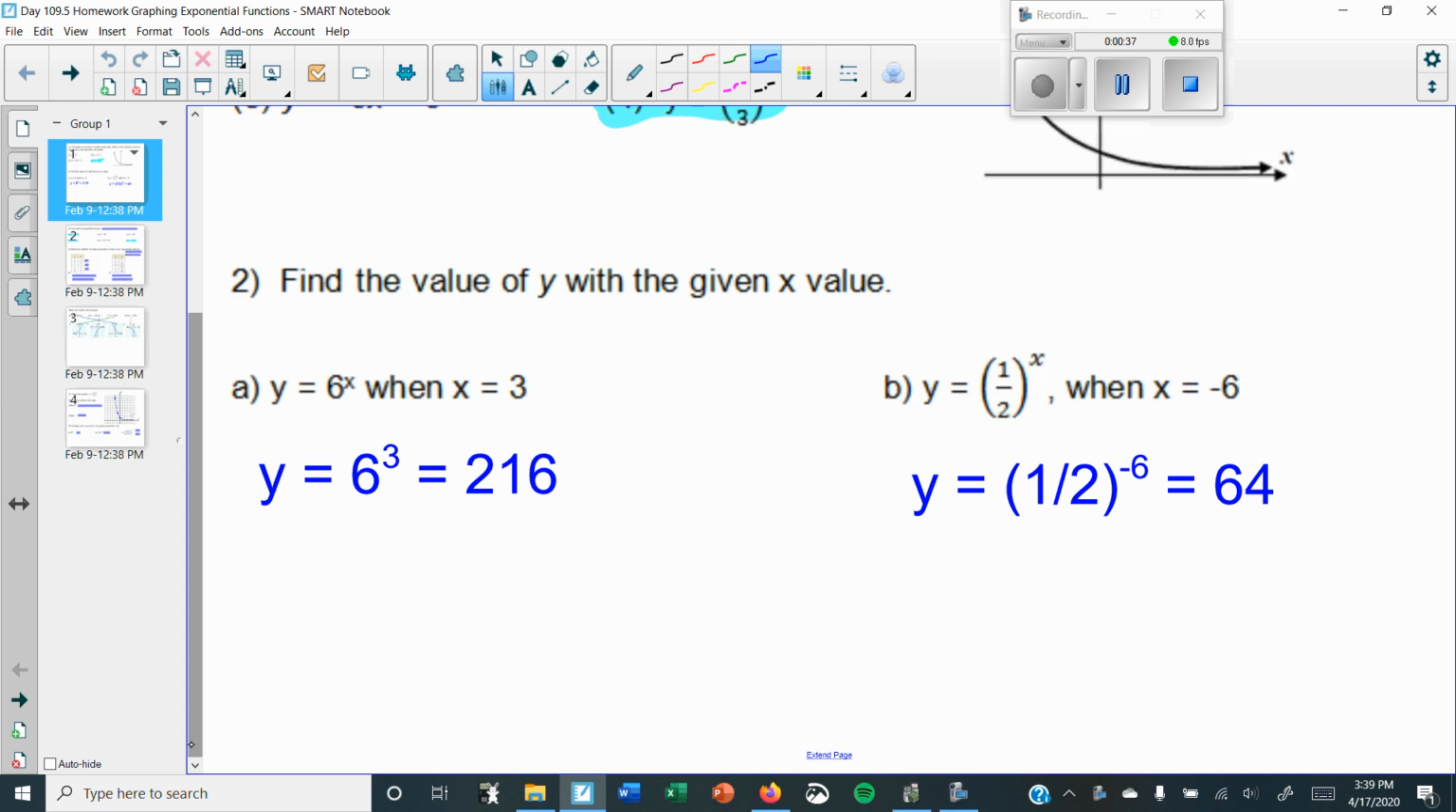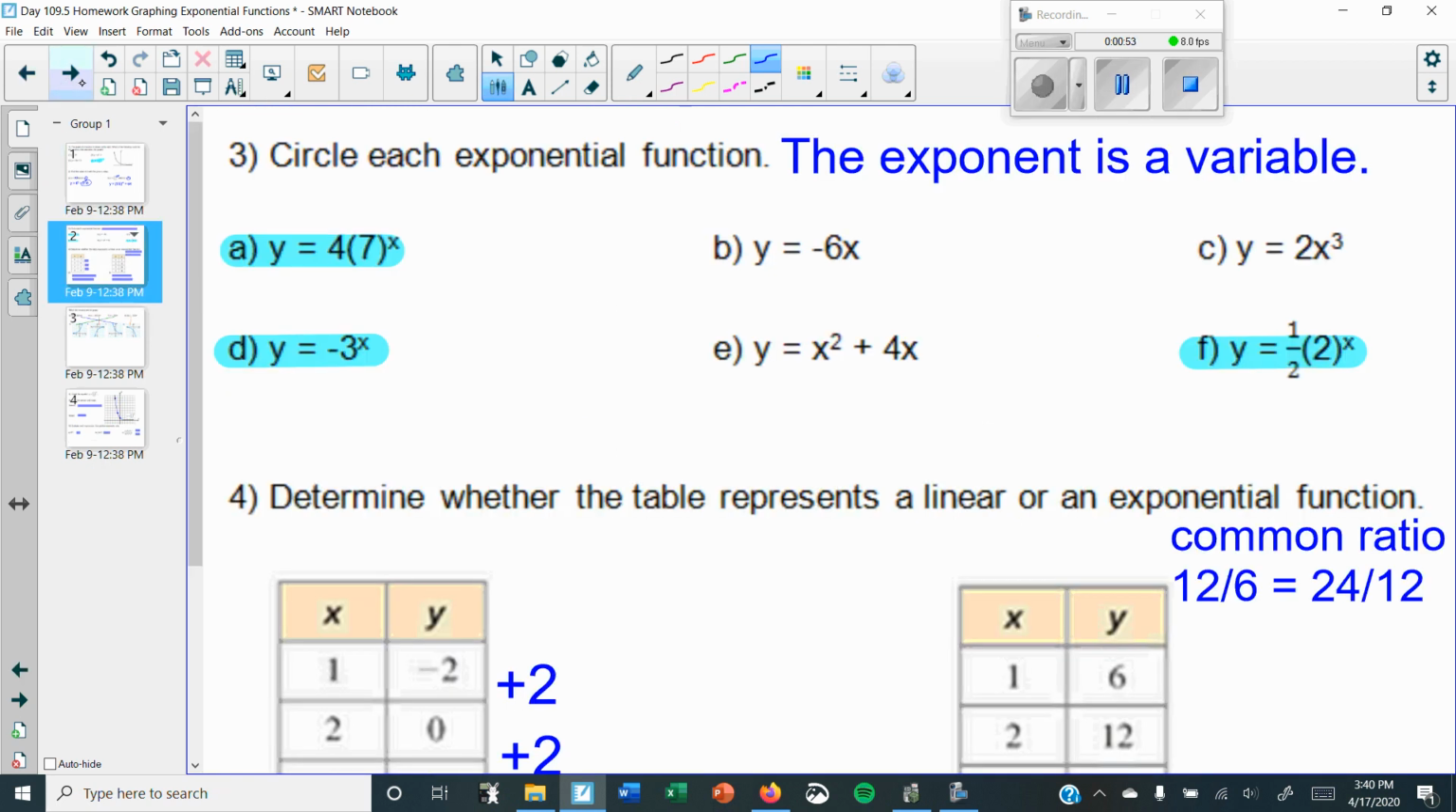So find the value of y when given x value. Again, just type in 6 cubed, you get 216. That was pretty easy. You just had to substitute the 3 wherever you see the x. In this case, it's -6. When you type that in, you get 64. Any questions? No. Here we go.